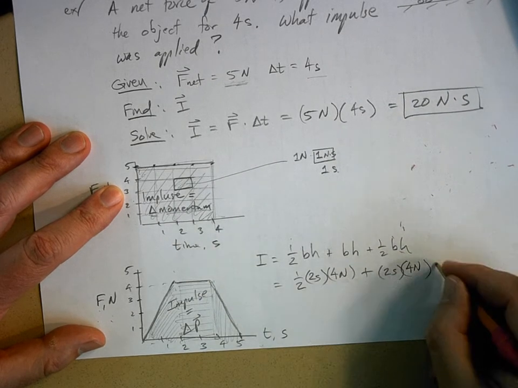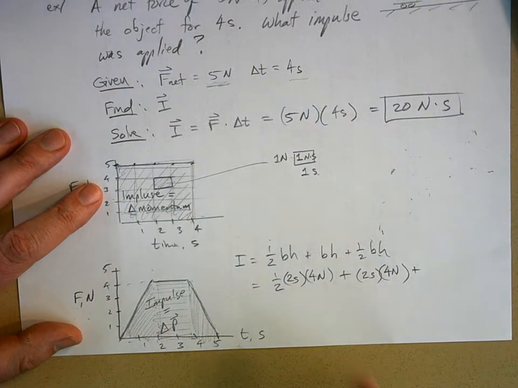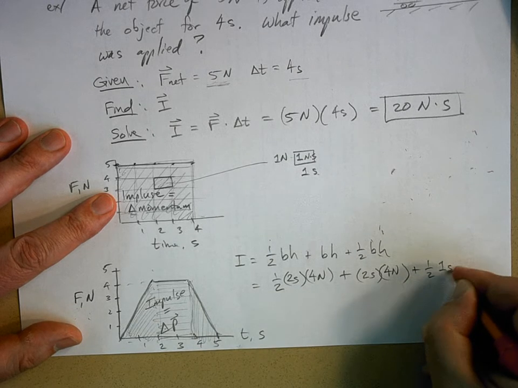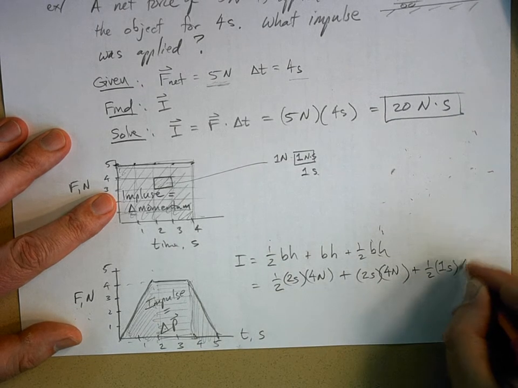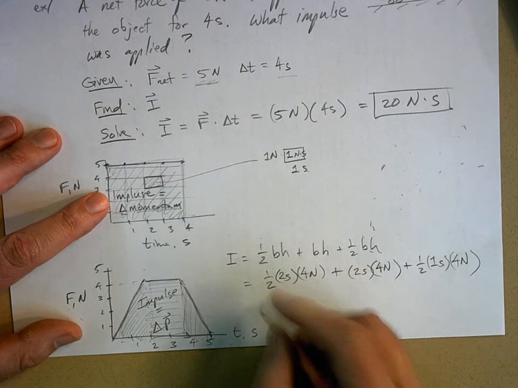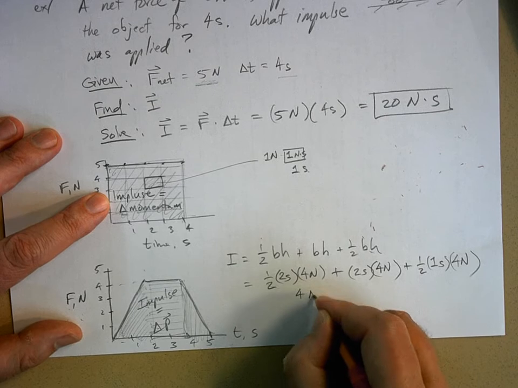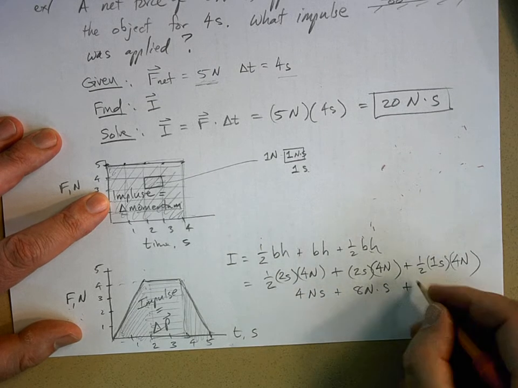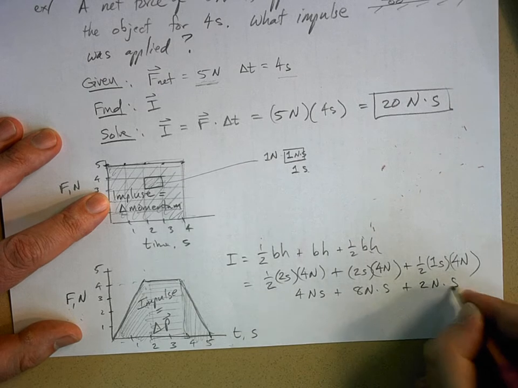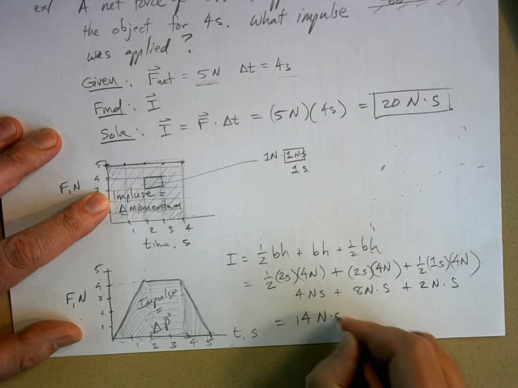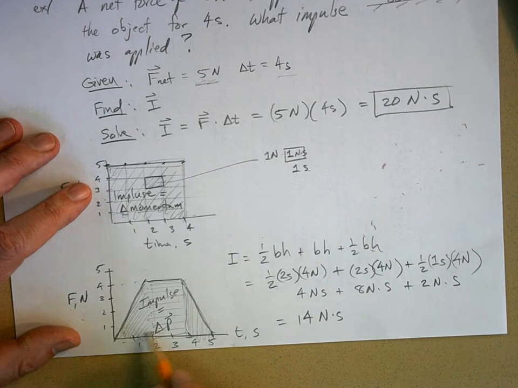And then plus this little guy right here has a base of 1 second and a height of 4 newtons. And now we can just add them up. This is 4 newton seconds plus 8 newton seconds plus 2 newton seconds, which gives me a total of 14 newton seconds of impulse acting on that object.